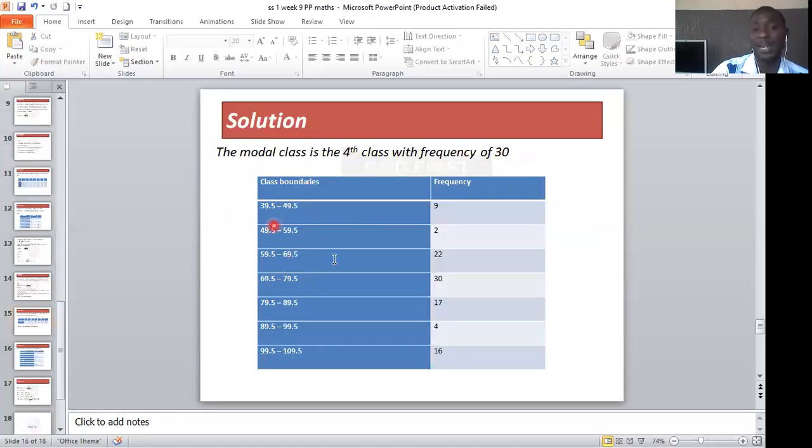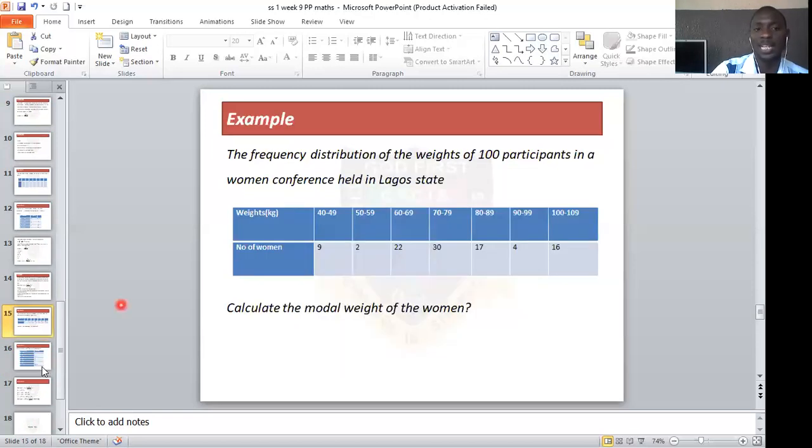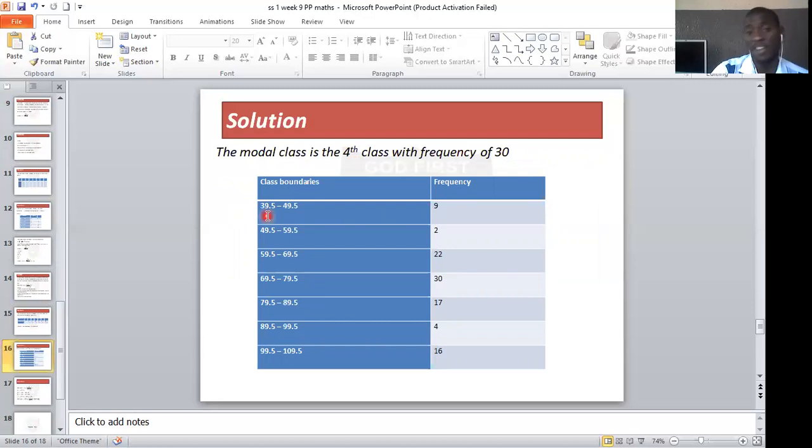So we look at the class boundary: minus 0.5 for the lower boundary and plus 0.5 for the upper boundary. Here, 40 to 49 is the class interval. So we have class boundary 39.5 to 49.5. That is subtracting the lower class limit by 0.5 and adding the upper class limit by 0.5. You get the class boundaries, and their frequency is like this for each class.